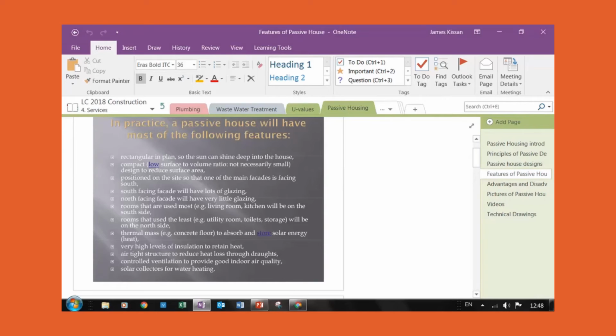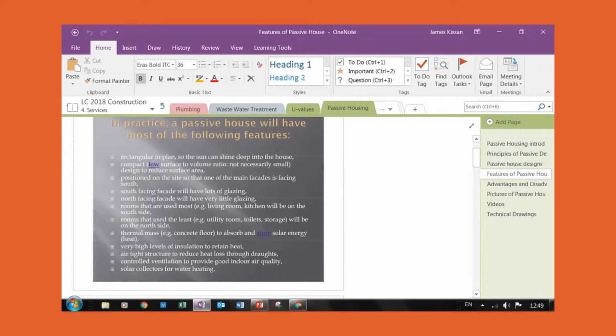Now, compact in design, so a low surface to volume ratio again. Next thing, position on the site, we looked at that. Next thing, south-facing facade with lots of glazing. The next thing then, the north-facing facade will have very little glazing. So we minimize it on the north-facing side because the windows are still the key area of a house where you're going to have heat loss. So we have large windows on the front to get heat in. We're never going to get heat in through north-facing windows, because the sun doesn't shine from the north. So you put small windows at the back of the house, or the north-facing section of the house.